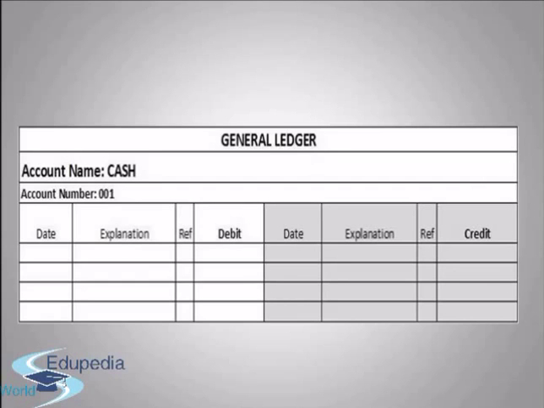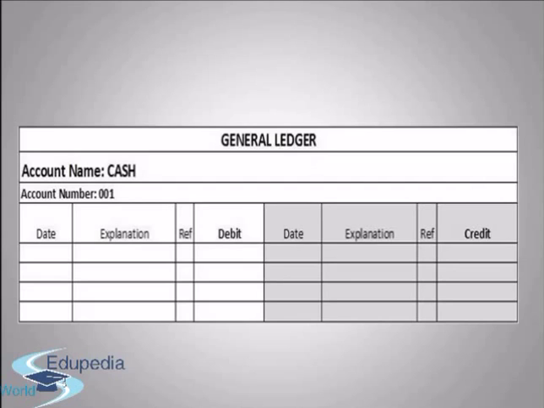In the explanation column, we give the account which is debited, and in the reference column, we give the page number of the journal in which the transaction was recorded, so that we can refer the journal by the page number given in the reference column. So it is easier to refer to the transactions in the journal which are posted here. Cross verification is very easy with this reference column. And then we enter the amount in the debit column.